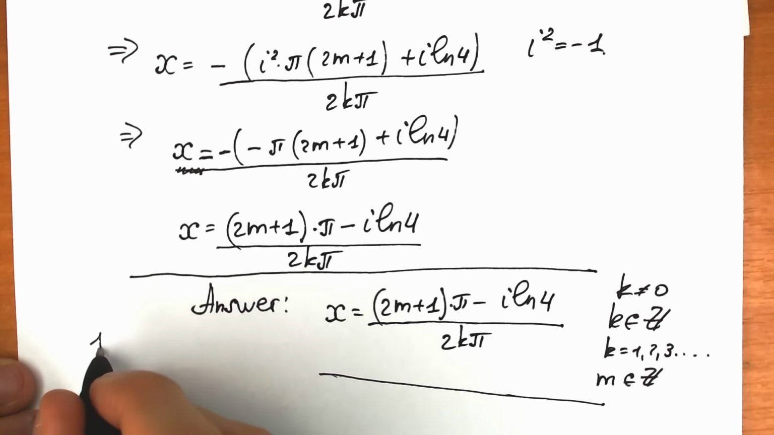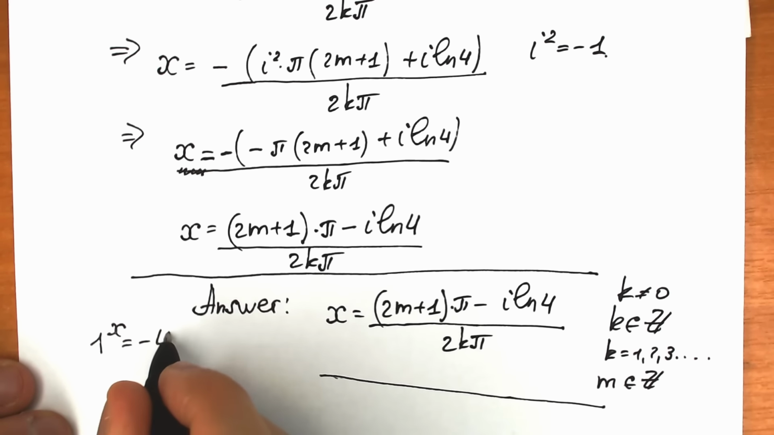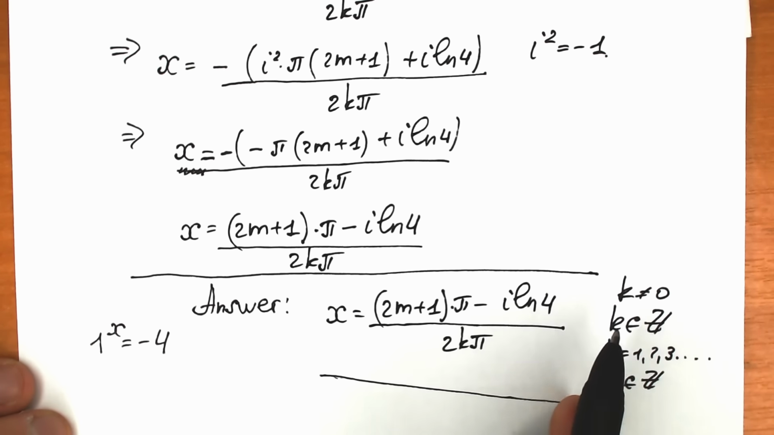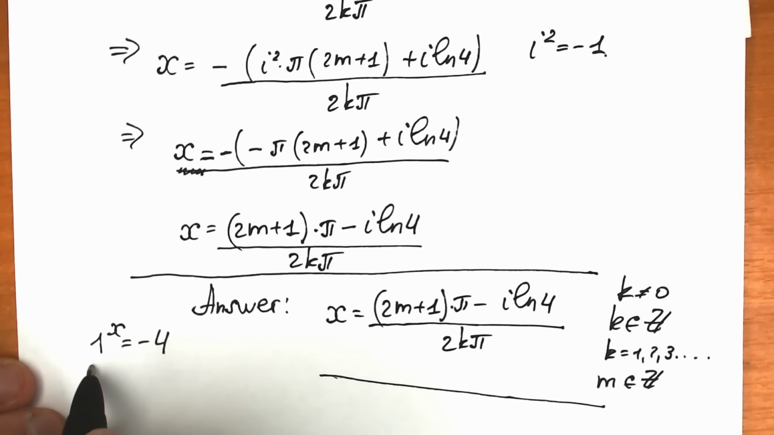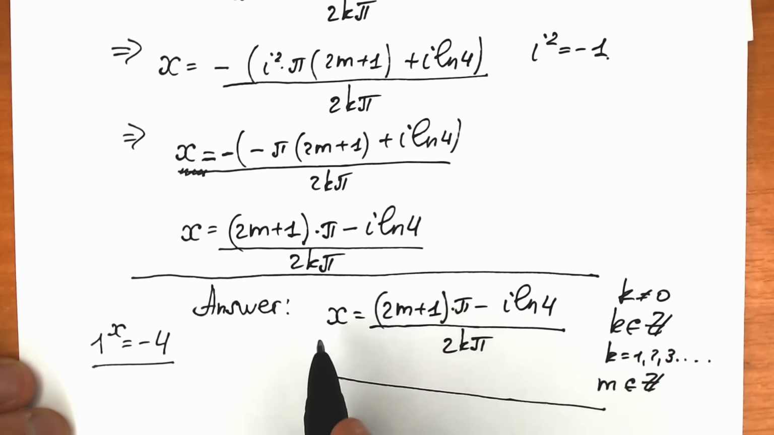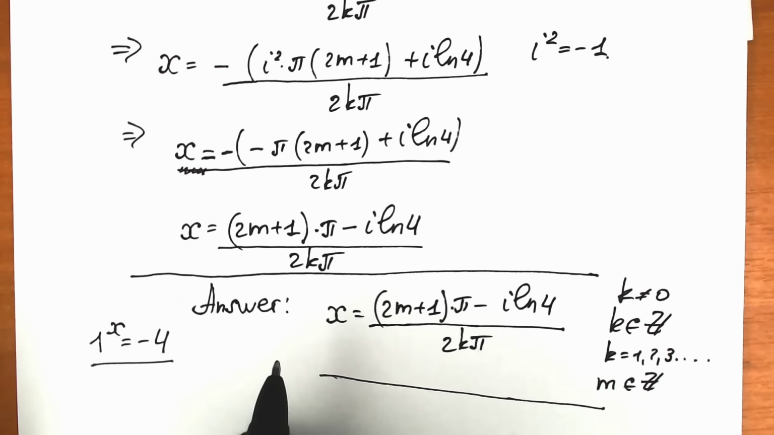So when 1 to the x equals minus 4, when k is not equal to 0, k is an integer, k equal to 1, 2, 3 and a lot of these values, and m is an integer, a root to this question is x equal to this one, of course in terms of complex numbers.